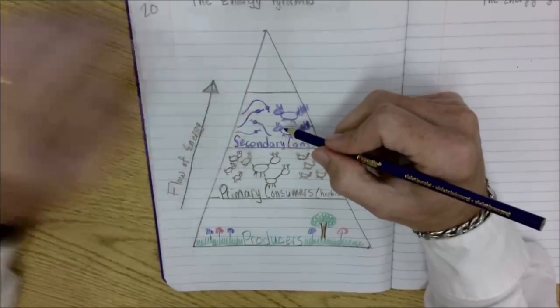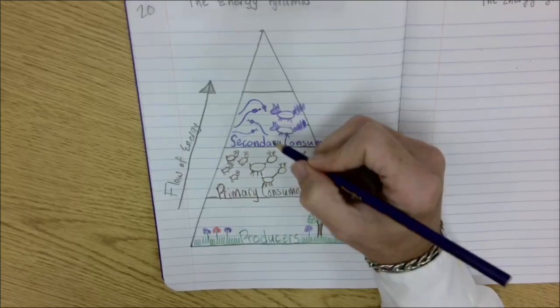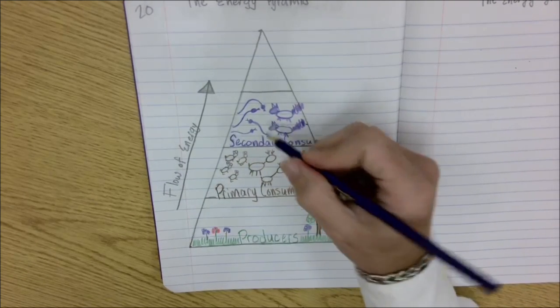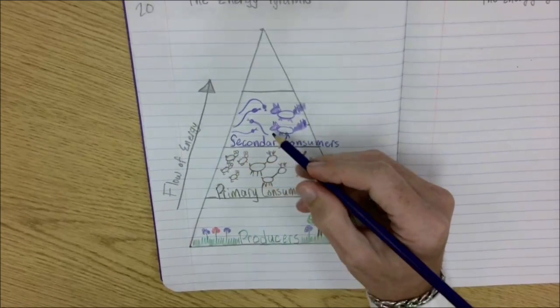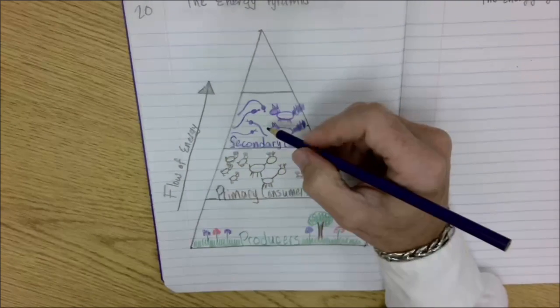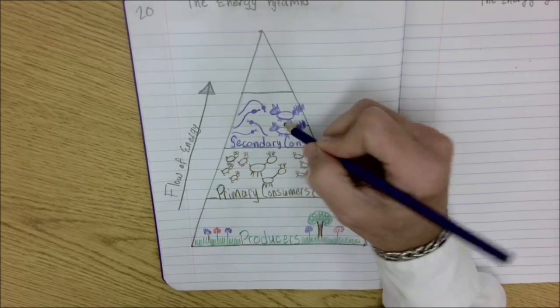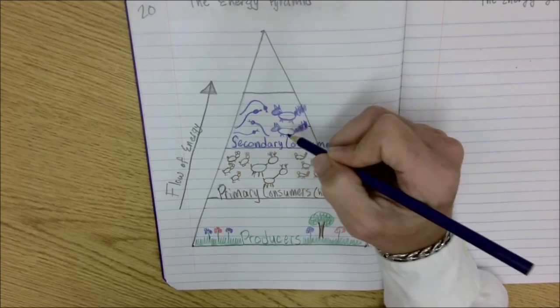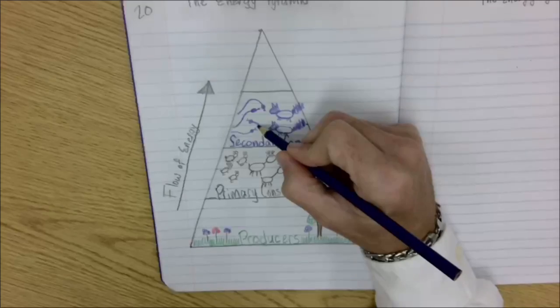Remember, these secondary consumers, they can be carnivores or omnivores. If they're a carnivore, they will eat from the primary consumers. If they're an omnivore, they'll eat from primary consumers and producers. But it's important to note that secondary consumers can also get energy from other secondary consumers. A fox can definitely get its energy from a snake.